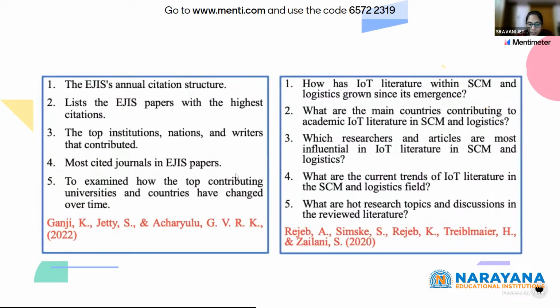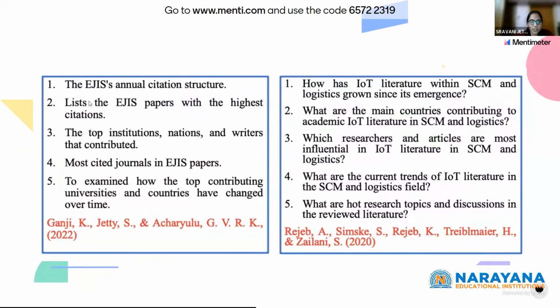But before starting to do a bibliometric analysis, you have to be clear about your objectives. What is it that you want to do with the topic of your interest? So here are two sample research objectives taken from some papers. One is our own paper, authored by Kashmira and myself, regarding the European Journal of Information Systems. You can see the two research objectives on this screen.